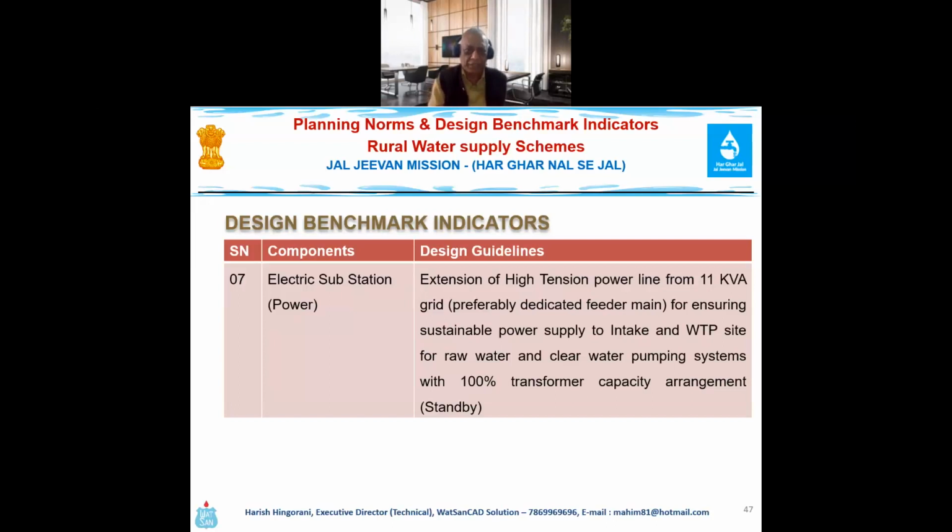One suggestion is the extension of a high tension power line, 11 kV grid, preferably dedicated, where required, especially in multi-village water supply schemes where we need a 100% transformer capacity arrangement as a standby system. This has been conceived in the CPHO manual.